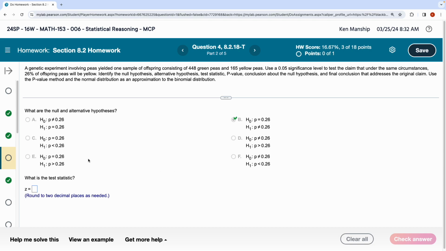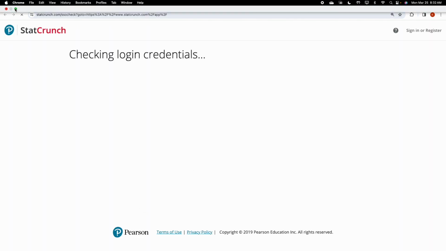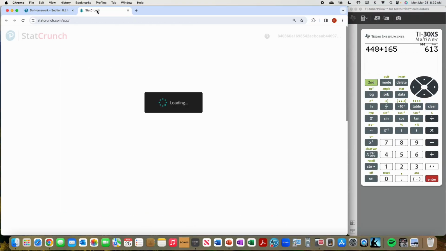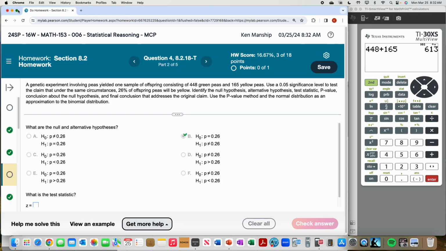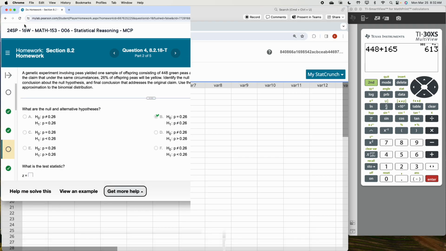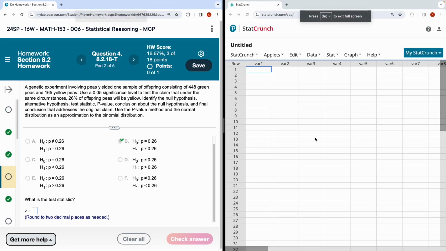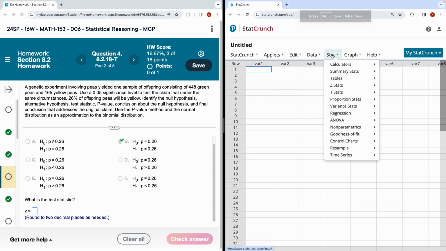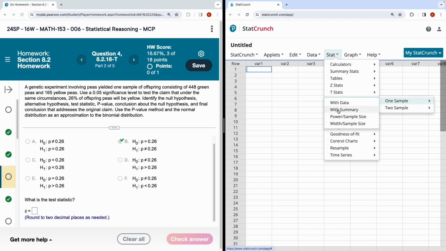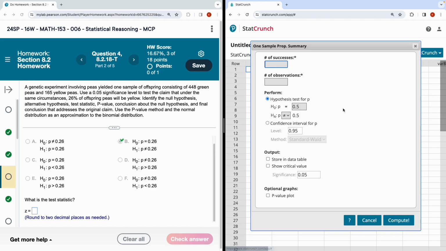Now, the next part is what is the test statistic. So here is where I'm going to open up StatCrunch. I'm going to arrange my screens in such a way that we can see everything on one screen. And we want the StatCrunch screen. There we go. All right, so our test statistic. I'm going to go into Stat, then Proportion Stats. This is one sample, and we're going to do this with our summary information.